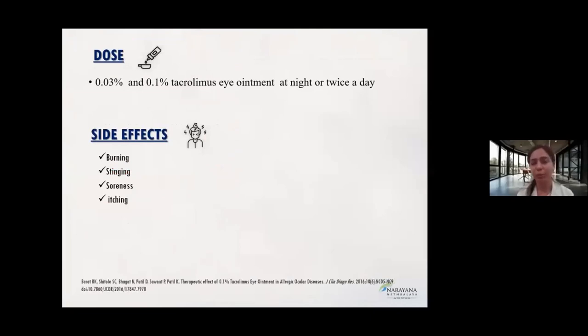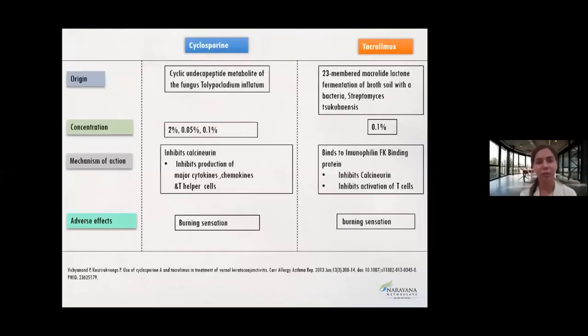The dose available to us is 0.03 and 0.1% tacrolimus eye ointment. It's usually given as a night dosage or twice a day. Again, even with this medication, there can be certain burning, stinging, soreness of the eyes. And it's important to tell them to put extremely little into the eye, like a rice grain amount, and not to overuse it, because then the burning may be too much.